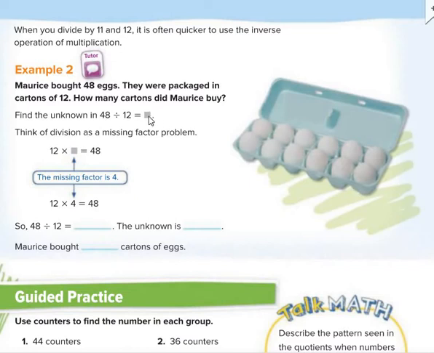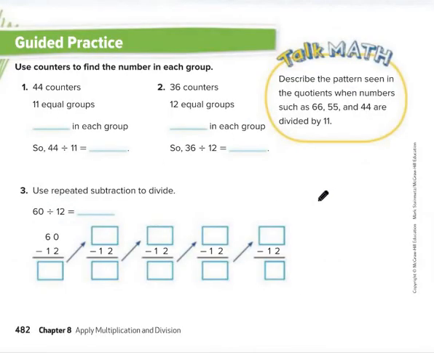The same for this question. To find the unknown here, we can write a related multiplication sentence. So 12 multiplied by something equals 48. This is the unknown factor, but you know now that 12 multiplied by 4 equals 48. So 48 divided by 12 equals 4. So the unknown is 4. So Maurice bought 4 cartons of eggs. If you cannot memorize this fact, you can draw equal groups of 12 to find 48 divided by 12 equals what?